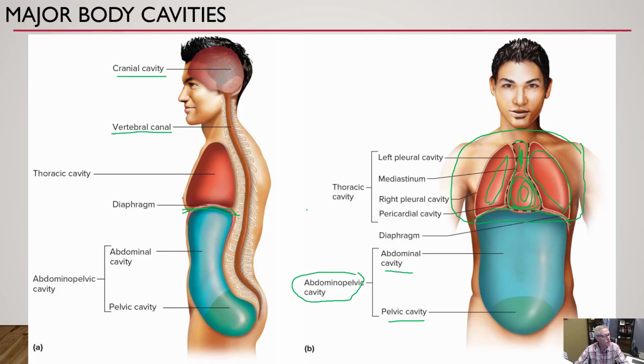Now, you will need to know where these cavities are in relationship to other cavities. So you could say your cranial cavity is above the abdominopelvic cavity.